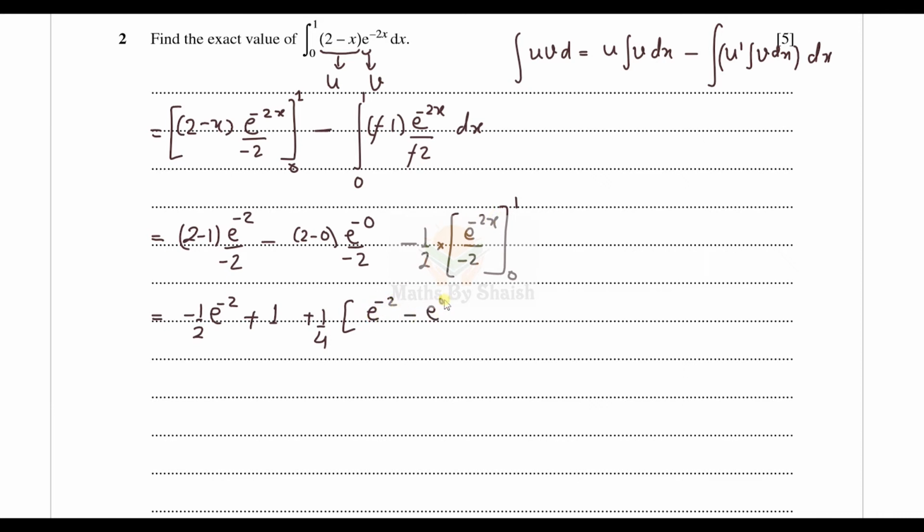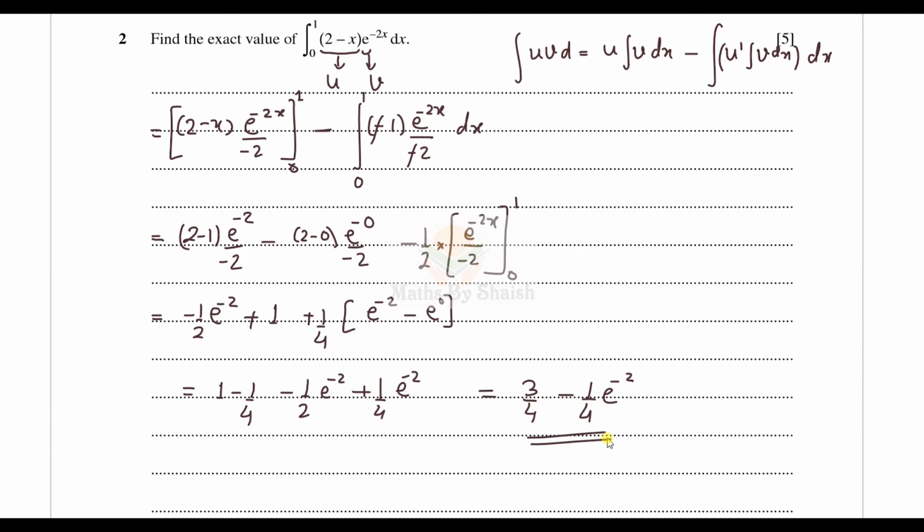So this is e raised to the power minus 2, it is 1, so we got it as 1, and 1 by 4 into minus 1, that is minus 1 by 4, and it is minus 1 by 2 e raised to the power minus 2 and plus 1 by 4 e raised to the power minus 2. So at the last we got it as 3 by 4, and this minus 1 by 2 plus 1 by 4 is minus 1 by 4 e raised to the power minus 2. So that is the exact value of it.